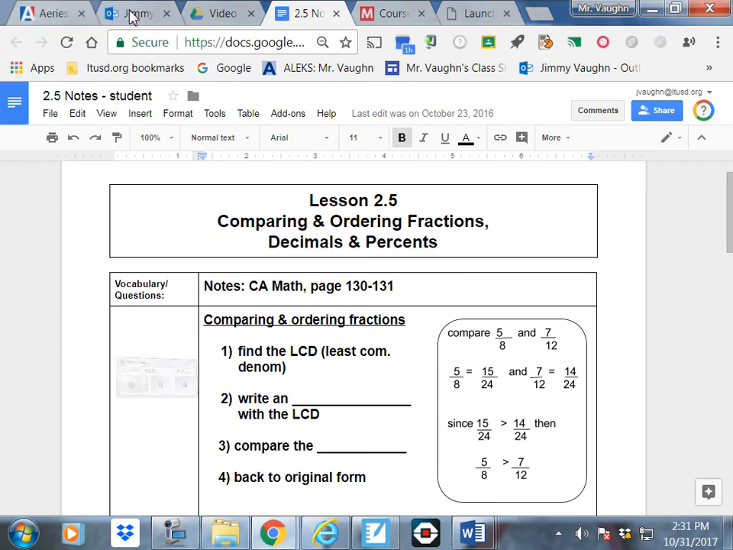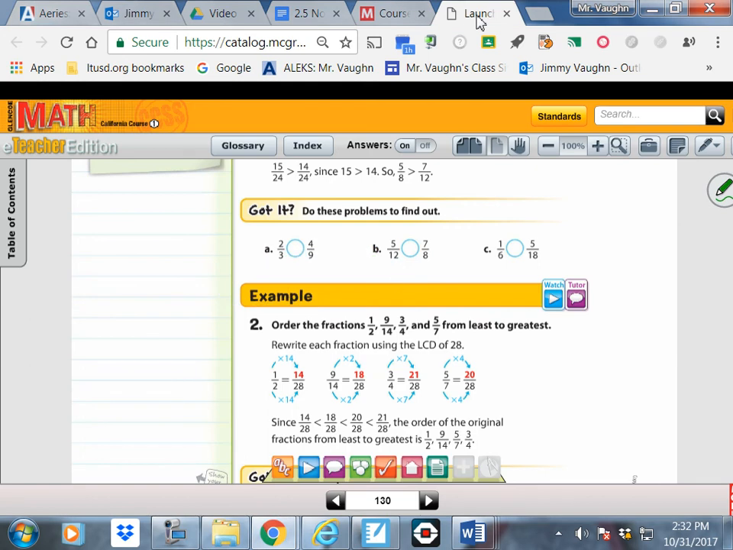Alright, this is Mr. Vaughn with video lesson 2.5, comparing and ordering fractions, decimals, and percents. You should have this note out and have your California math packet open to page 130, 134. Should look something like this.